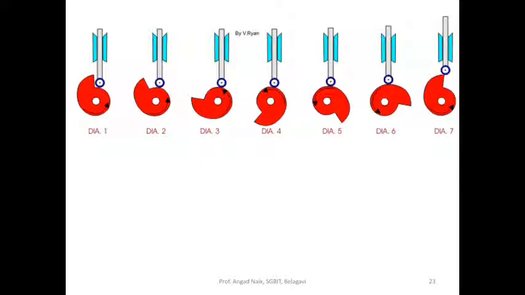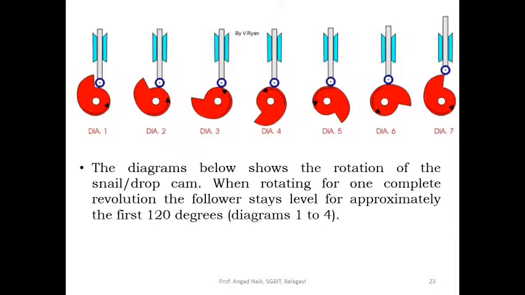We'll see the series of diagrams from 1 to 7. It shows the rotation of snail or drop cam. When rotating for one complete revolution, the follower stays level for approximately the first 120 degrees, that is from diagram 1 to 4. The follower then rises slowly, that is from figure 5 to 6, and then suddenly drops when it reaches and passes the peak.